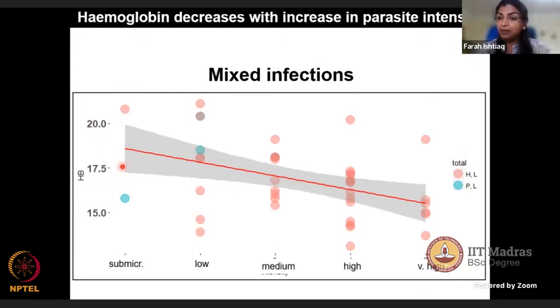I think if we do much more regulated experiments in the field and test it further, it will probably give us a better picture of what might be going on with their hemoglobin fluctuation and also with respect to parasites.